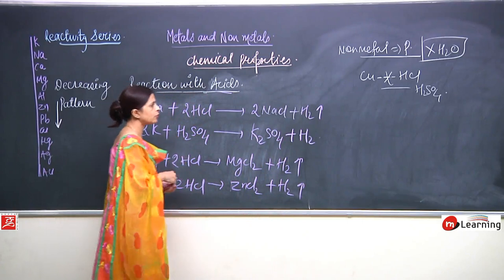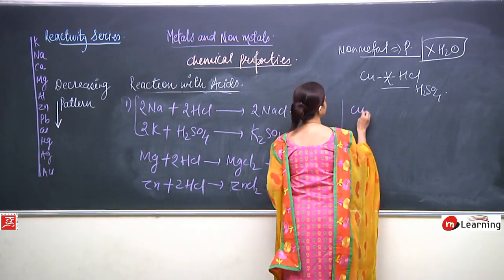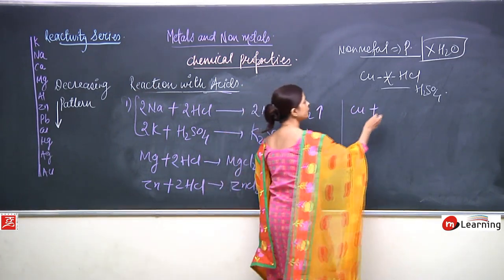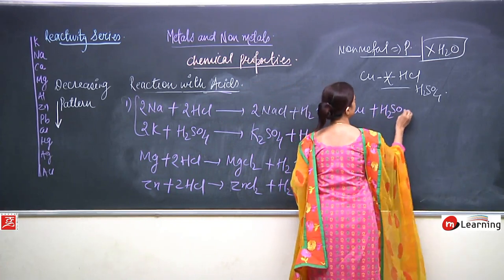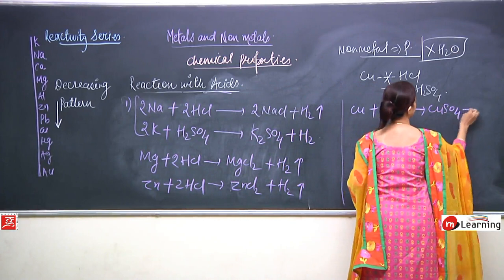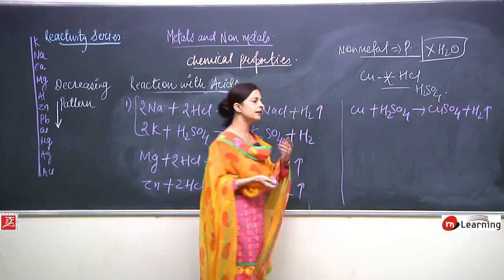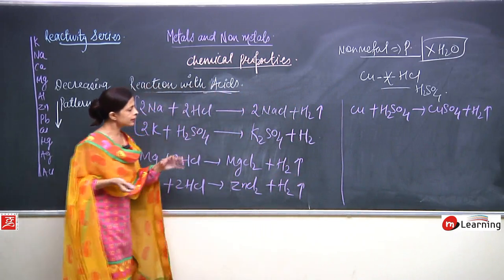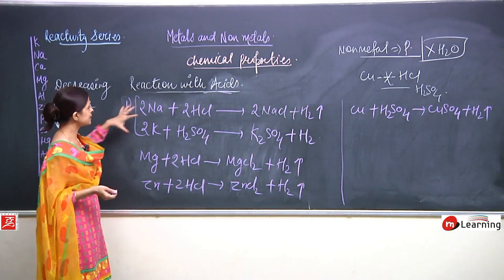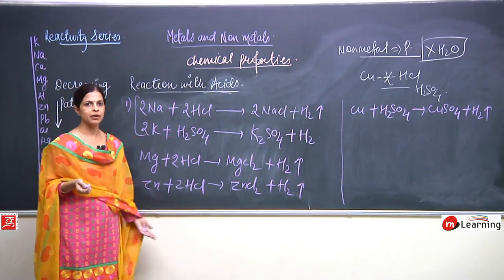Now when we talk about copper, as we have discussed earlier also, copper doesn't react with hydrochloric acid, but it reacts with sulfuric acid. So what will be formed? CuSO4, copper sulfate, will be formed, and again H2 gas will be liberated. Now these reactions, as we have discussed, will be very fast, but this will be a little time consuming.